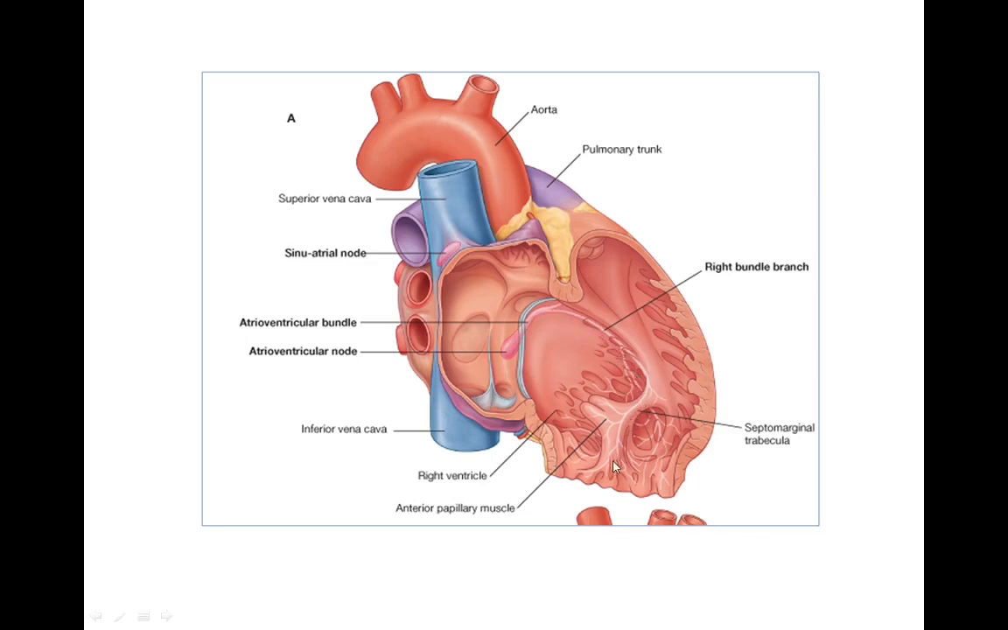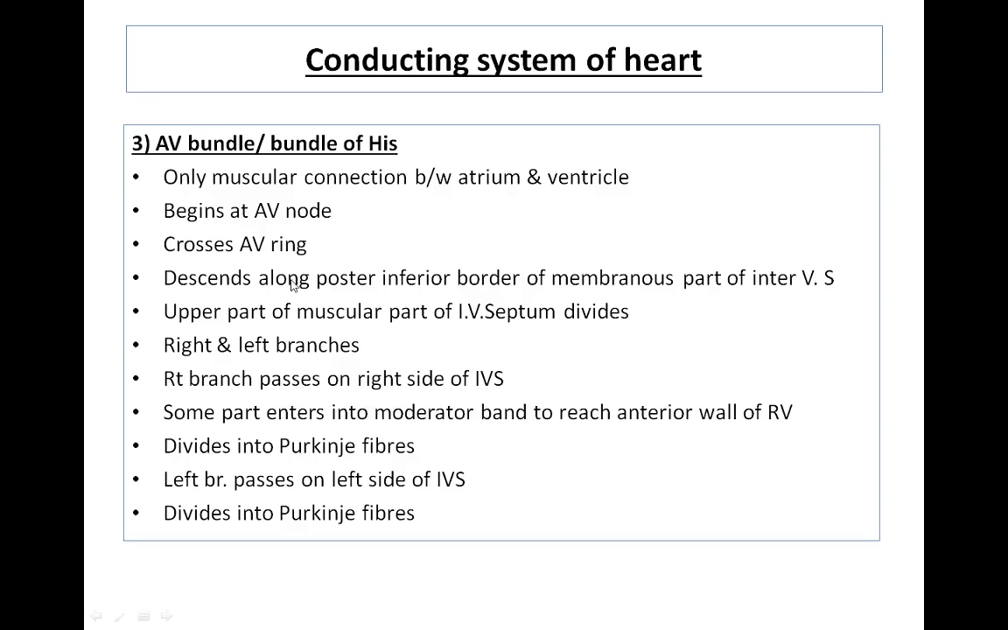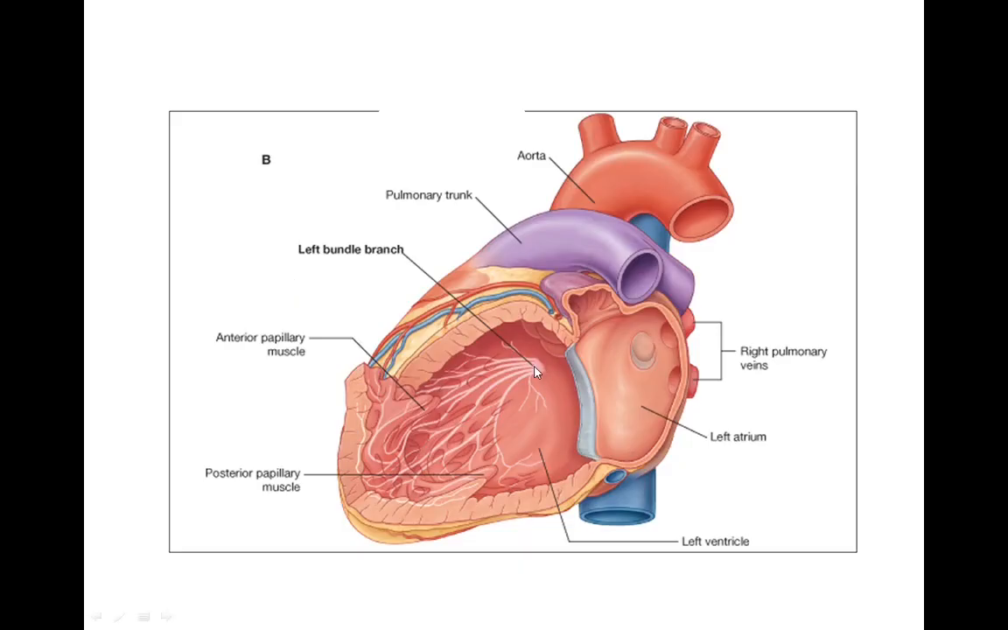Then it reaches the base of the ventricle, in the inner aspect of the ventricle. The bundle I have already said. So this is your left branch, left bundle. Then it divides into Purkinje fibers, and these Purkinje fibers ultimately spread over the ventricles.